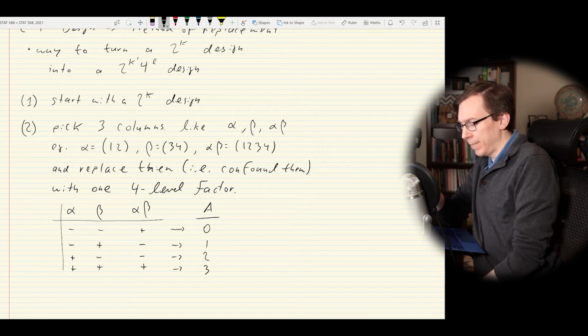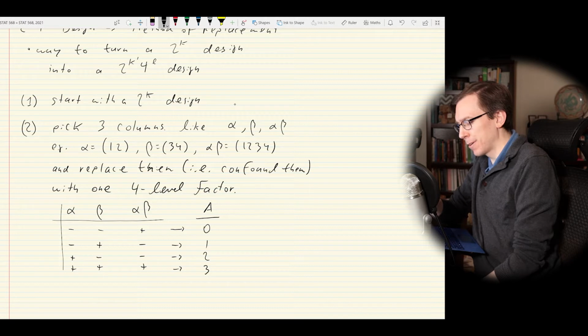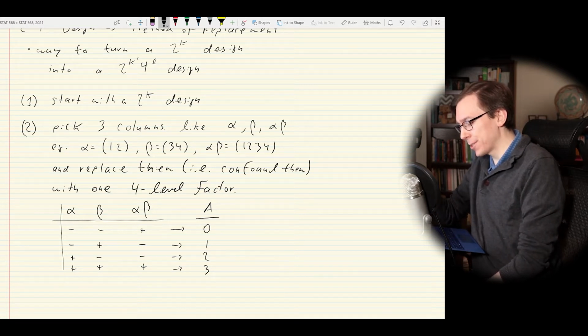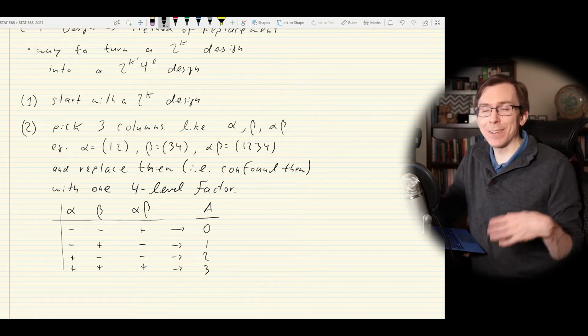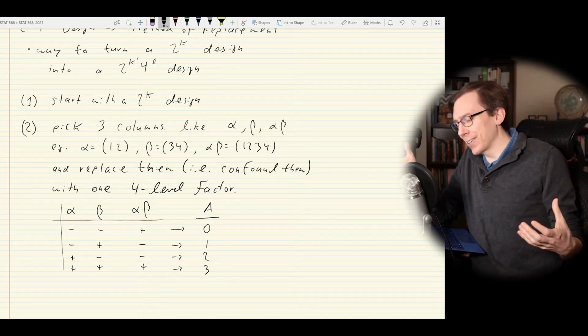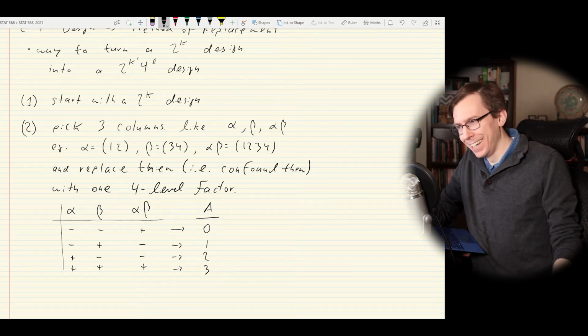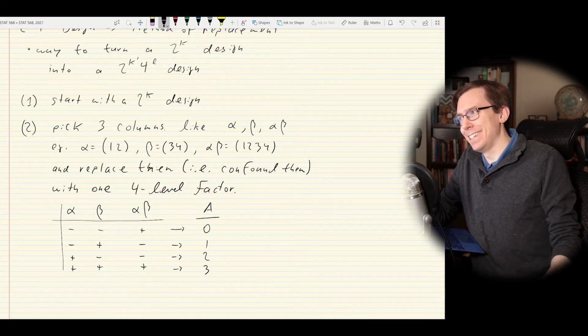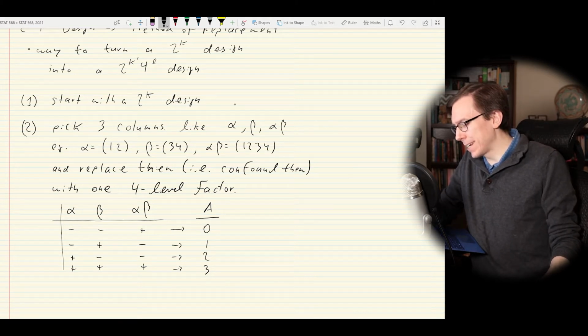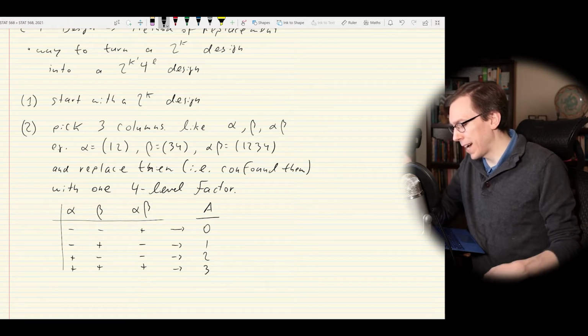So what we've done is, in some sense, remove columns alpha, beta, and alpha beta from our design and replace them with an A, where A takes on 4 levels. And what we've effectively done, right, you can't really remove the interactions, you're confounding the interactions. So these interactions still exist, but hopefully those interactions are not significant, or else there would be some ambiguity there with the two-level factors and the four-level factor.